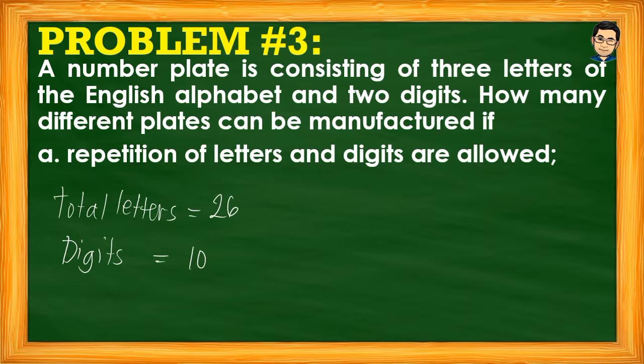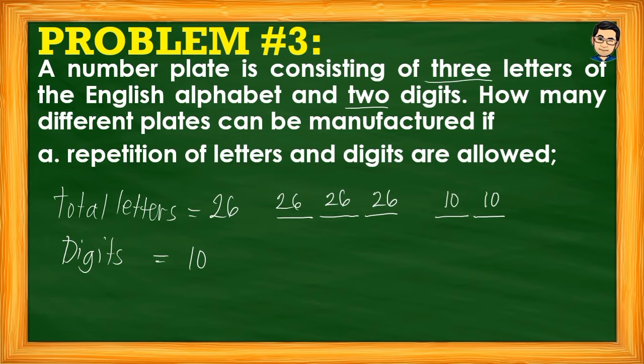So yung hinahanap natin dito is yung bilang ng number plates consisting of 3 letters, tsaka 2 digits. So meron tayo dapat ditong 5 blanco. So una muna yung puro letters and then nakahiwala yung mga numbers. Okay. So since repetition of letters and digits are allowed, ilalagay po natin dito sa spaces for letters 26, 26, 26. And then sa digits naman 10, 10.